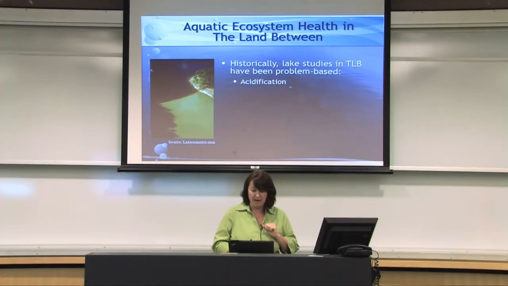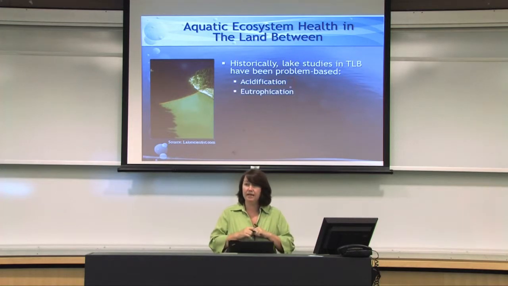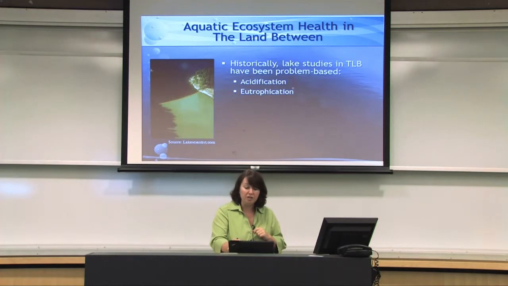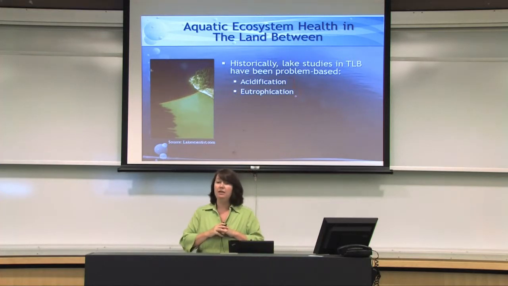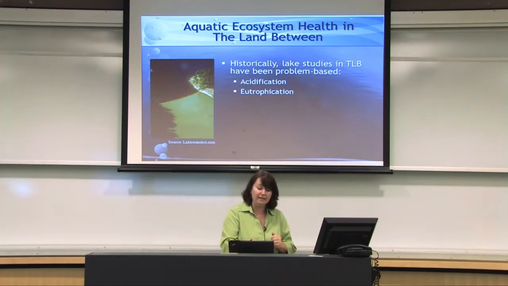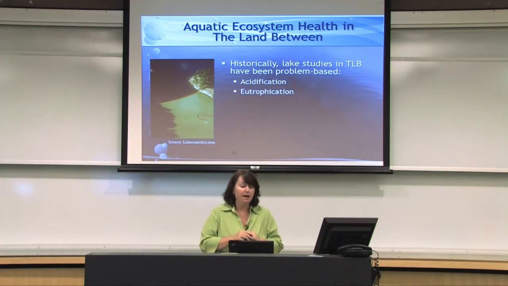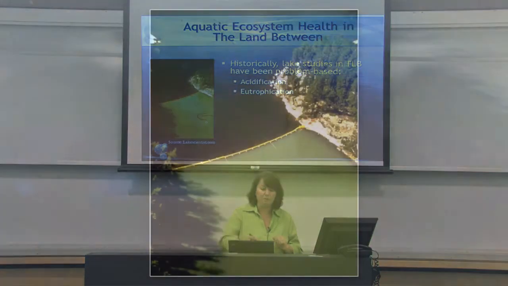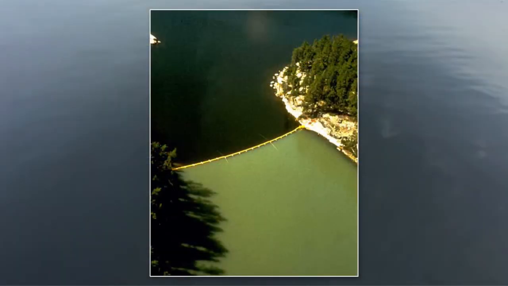So we have a better understanding of lake acidification by studying lakes in the land between, and eutrophication, which is really the excess of nutrients that are being added to an aquatic system, causing it to look like this. So for those of you who are familiar with the experimental lakes area, fundamental research has been done in the experimental lakes area, and this is a very famous photo. And in this photo you can see this berm that separates two basins of Lake 227.